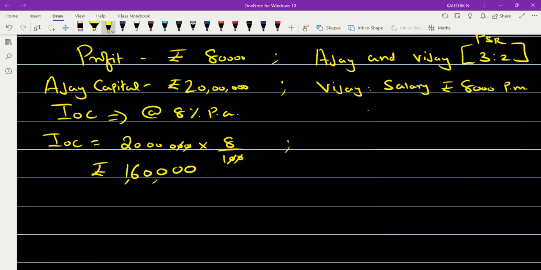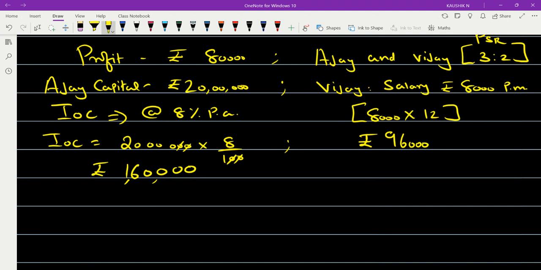For Vijay, it is salary. So monthly salary is 8,000. Then what is per year? That means 8,000 into 12, because per month it is 8,000. For the full year, how much is the value? If you multiply 8,000 with 12, it's not 80,000, it's 8,000 into 12. Don't be in a hurry.